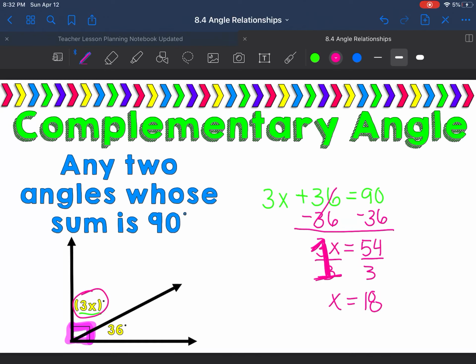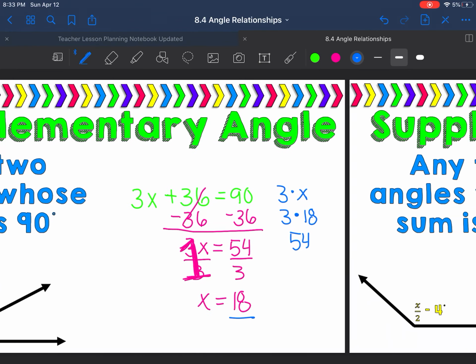So in order to figure out what 3x equals, I need to plug 18 in for x. So I'm going to substitute. I'm going to go 3 times x, and I now know that x equals 18, so I'll plug 18 in for x. So 3 times 18 is 54. So this angle measures 54 degrees. And that's it.